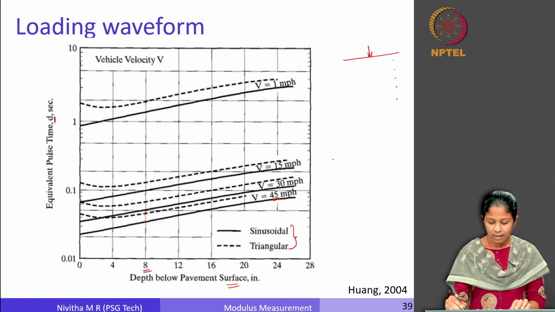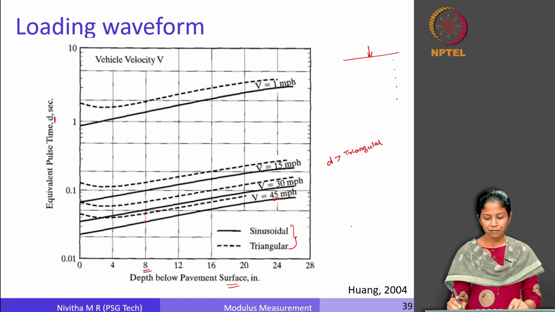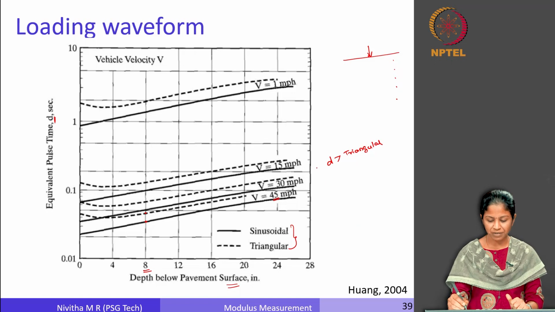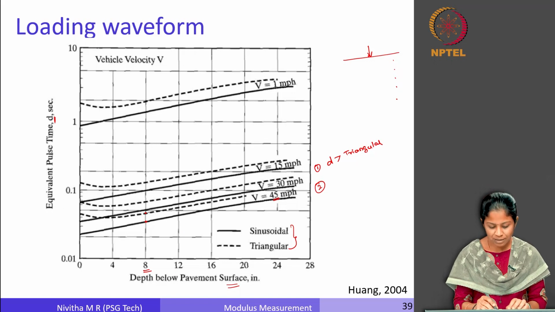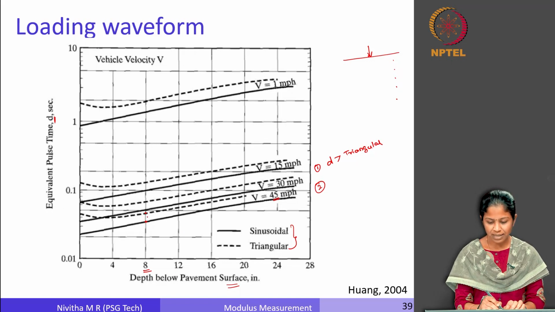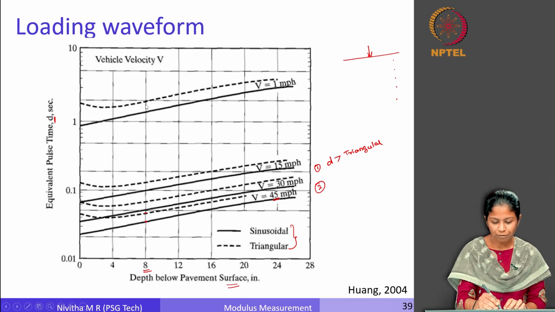So, one is the pulse time d is greater for triangular loading compared to when you approximate it for sinusoidal loading. That is the first observation, right. The second observation is the impact of vehicle speed. As the vehicle speed increases, we can see here from 1 mile per hour to 45 miles per hour. So, let us compare between 1 and 45 miles per hour for a sinusoidal loading.